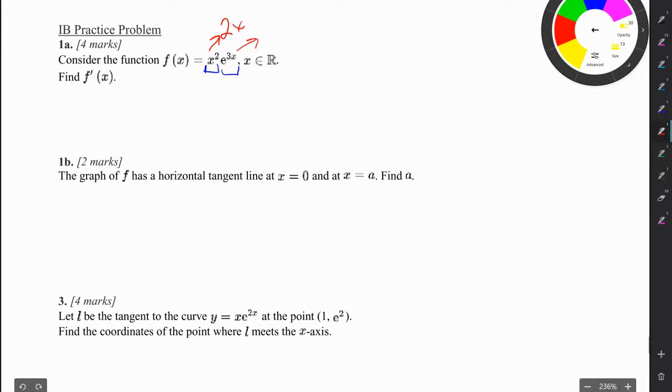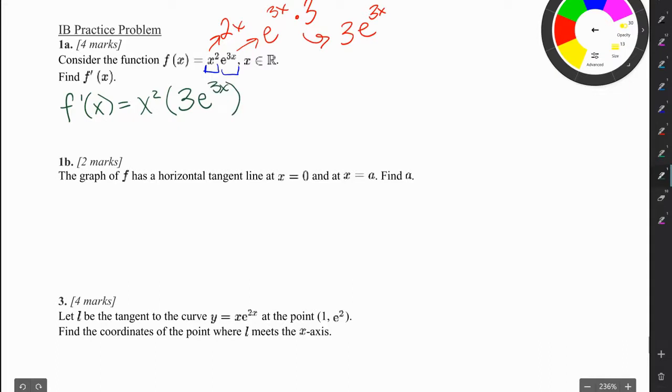The derivative of e to the 3x is e to the 3x times the derivative of the exponent, which is just 3. Cleaning that up just a little bit, we get 3e to the 3x. Now, when I go to put it into the product rule, I know that f prime of x is we keep the first, multiply by the derivative of the second, so that would be the 3e to the 3x, plus the derivative of the first is the 2x times the second, which is the e to the 3x.